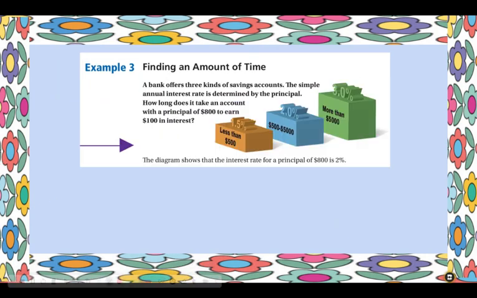Finding the amount of time. A bank offers 3 kinds of savings accounts. The simple interest rate is determined by the principal. How long does it take an account with a principal of $800 to earn $100 interest? Let me write the formula. Interest equals principal times rate times time. So what do I know? We have a principal of $800.